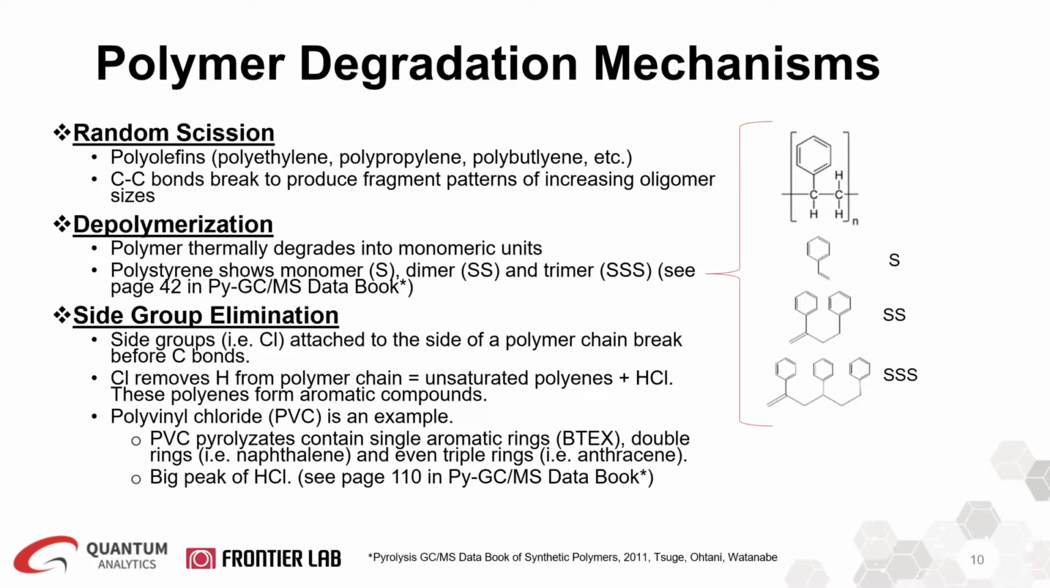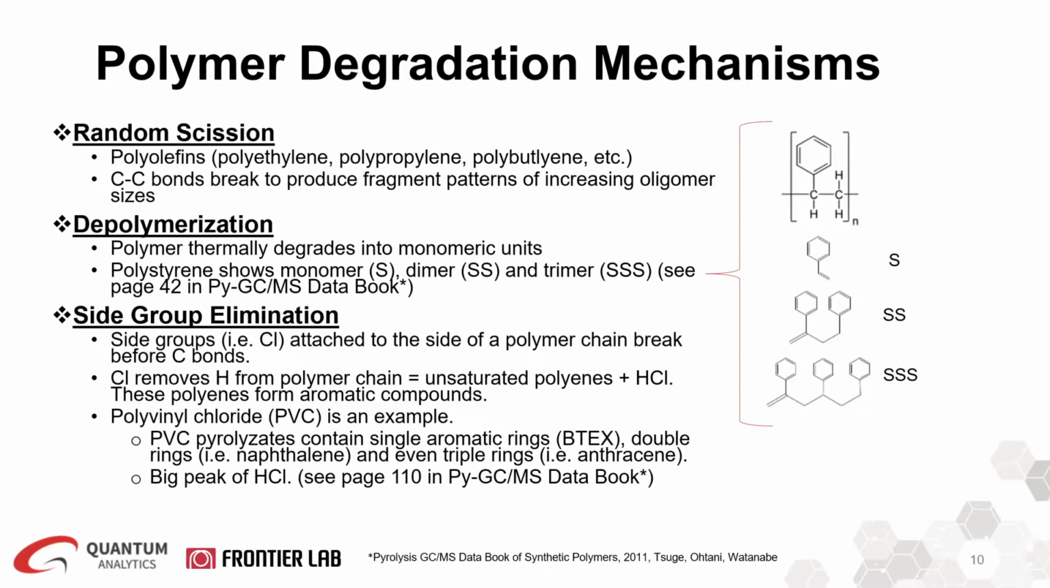So as we just discussed, in pyrolysis, a sufficient amount of heat breaks down the organic bonds of a complex mixture into smaller and more stable molecules. So there are 3 main degradation mechanisms for polymers: random scission, depolymerization, and side group elimination. For random scission, polyolefins such as polyethylene, polypropylene, and polybutylene are good examples. In this case, the C-C bonds break to produce fragment patterns of increasing oligomer sizes. So you'll see all these alkene and alkane fragmentations.